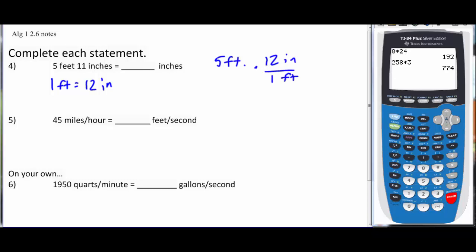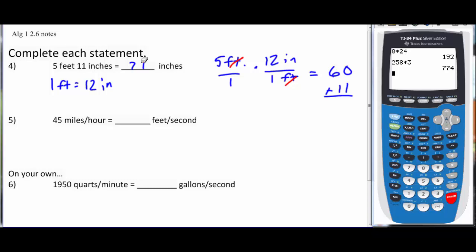And the nice thing about labeling things like this is you'll note that the feet cancel. Again, some of you may like this over 1. And all we're left with is 5 times 12, which is just 60. Now, don't forget, though, that that's only representing 5 feet. We really need to add the 11 inches in as well. So what we've got is 71 inches.